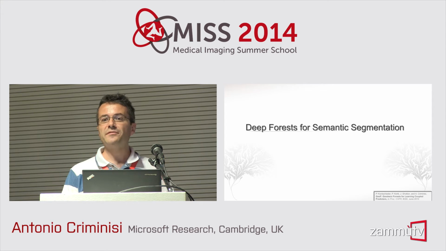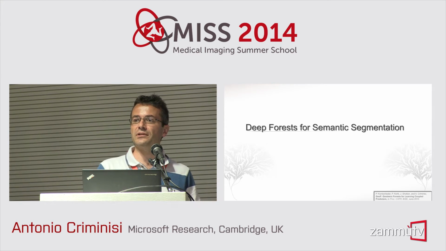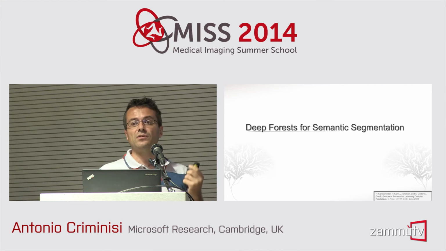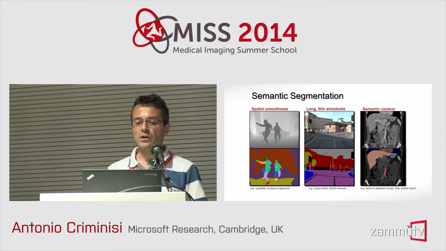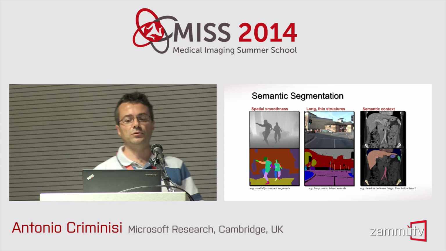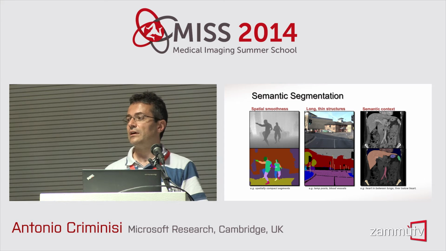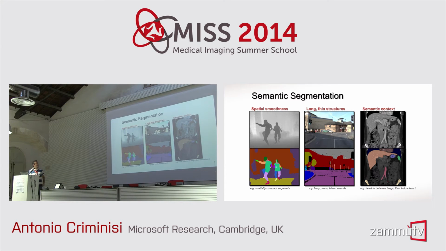Now, we have used this form of deep learning based on forests for semantic segmentation. And we have applied it to a large number of different data sets of different types of images. Now, when you do semantic segmentation, you want to have certain criteria in mind. You want it to work well. And what does that mean?